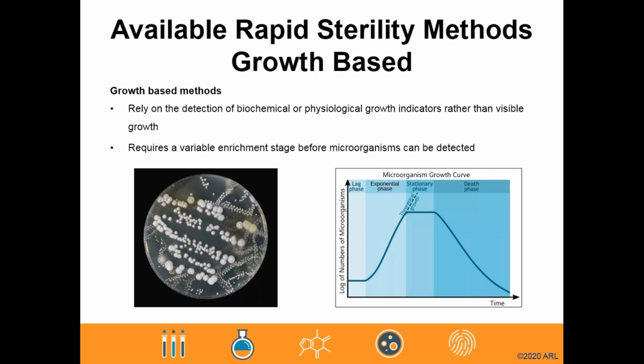Growth-based rapid sterility technologies differ from conventional culture methods in that they rely on the detection of biochemical or physiological growth indicators rather than visible or macroscopic growth. This generally allows for a much more rapid detection compared to traditional methods, but it requires a variable enrichment or growth stage before microorganisms can be detected. That is especially true in samples containing very low levels of contamination.